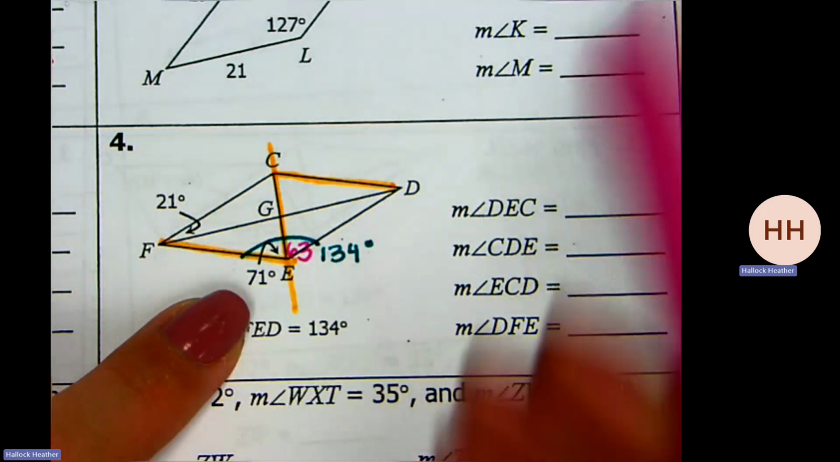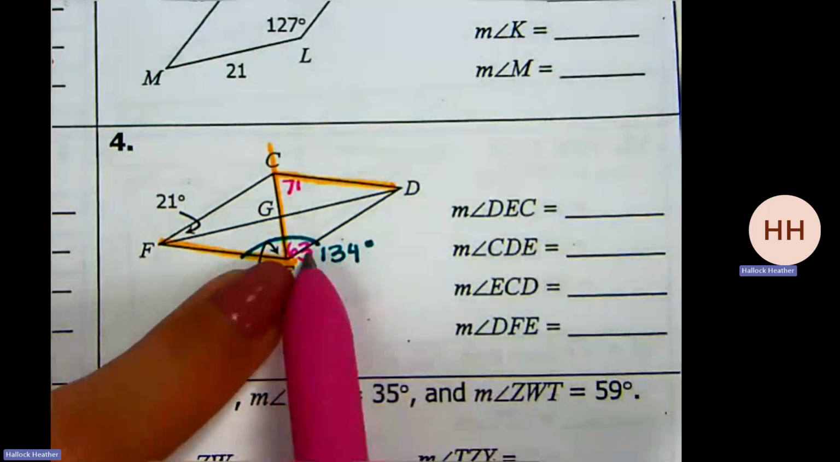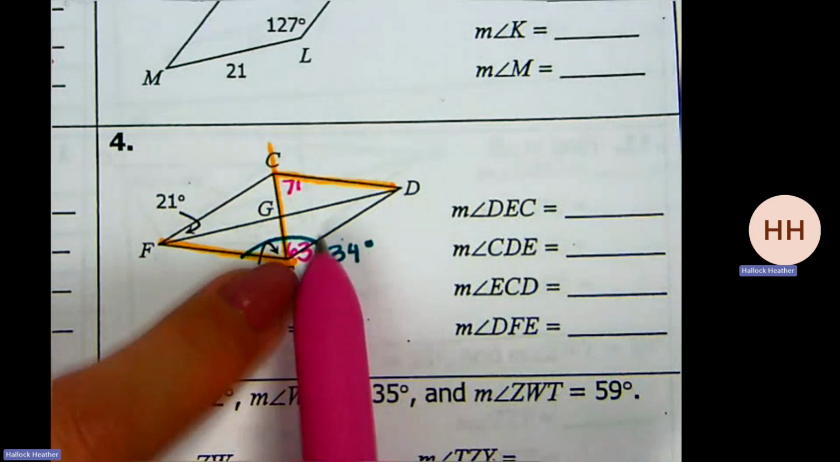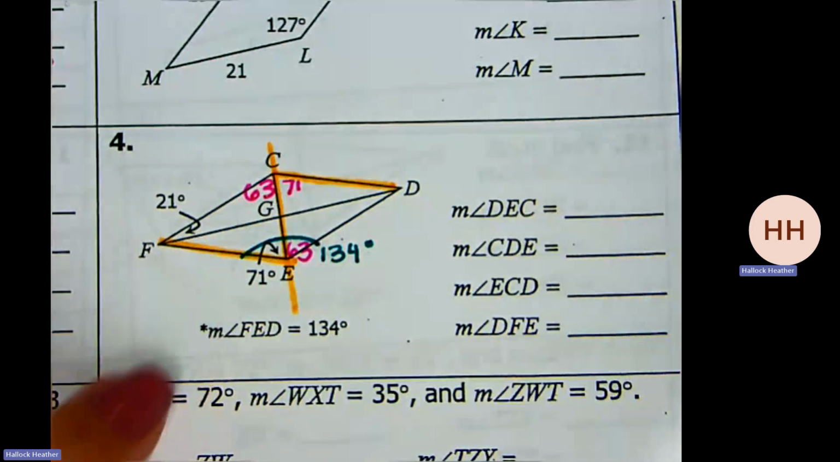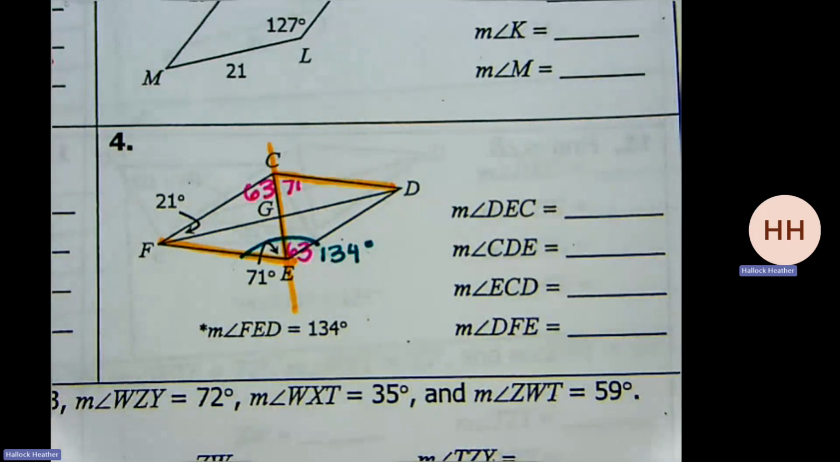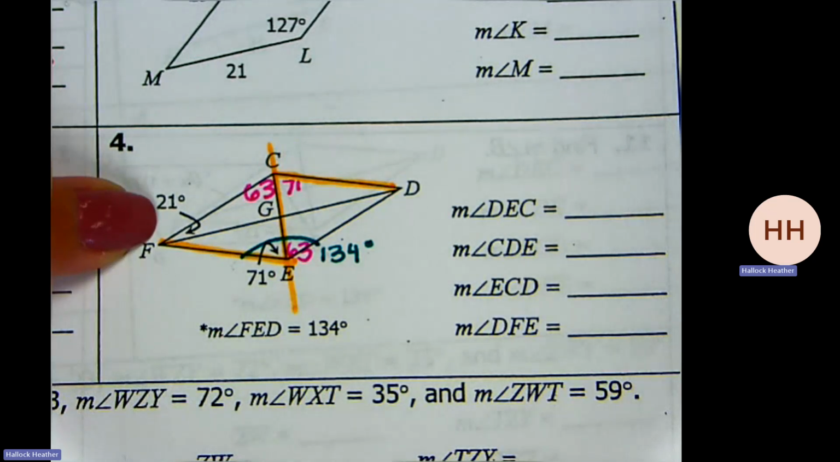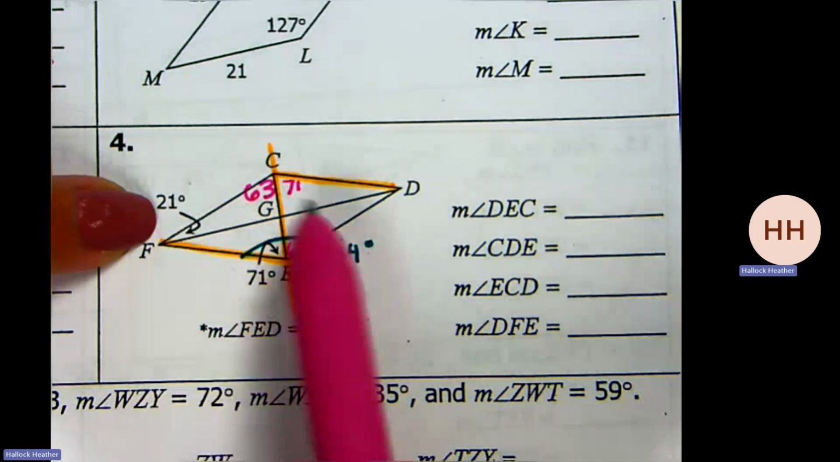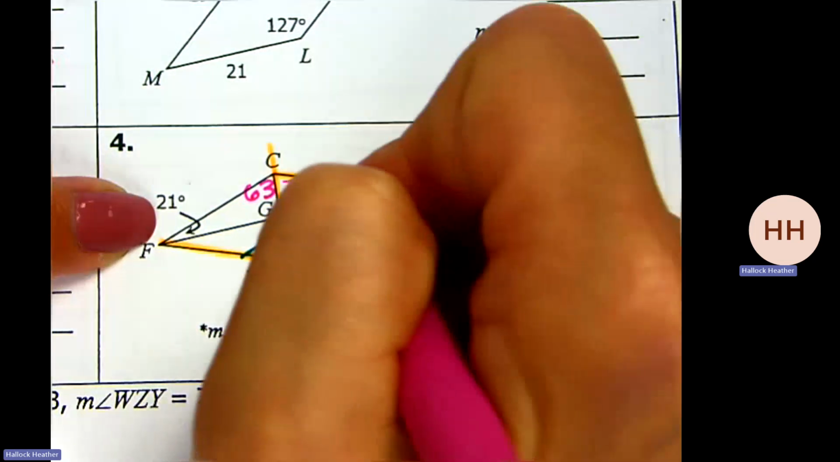So 71 is on the left. Now it's going to be on the right. So I'm going to put 71 over here. 63 is on the right, so now it's going to end up on the left. So it's jumping across the transversal because it's parallel lines cut by a transversal, so it's the opposite of what you're thinking. 21, if you look, 21 is above it, so now it's going to be below it over here. So I'm going to put a little 21 over here.